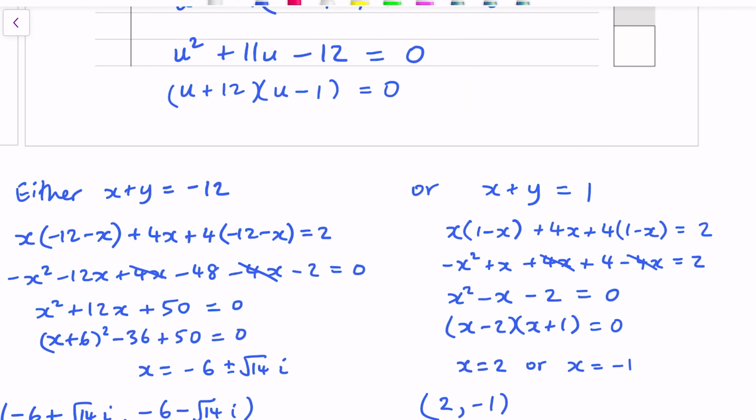Solution 1, solution 2, solution 3, solution 4. 2 real coordinates and 2 complex ones.